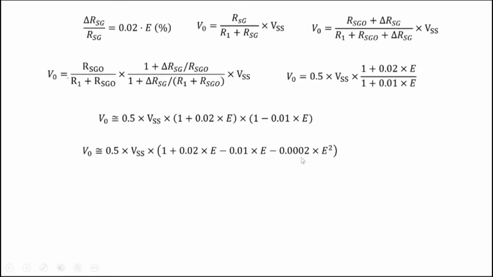We'll say that, well, because the strain is small, and look at this term here, E may be 1 or less even. So this term is going to be much smaller than the remaining two terms here, right? So we'll neglect the quadratic term. So then we can approximate V0 as 0.5 VSS into 1 plus 0.01 E. And then, let's remove the brackets and we can write V0 as 0.5 VSS plus 0.05 VSS multiplied by E. So what we see is that the output voltage consists of two terms. A term which depends directly on the strain. This is the term that we're interested in. And there is an extra term here, which is an unwanted term.